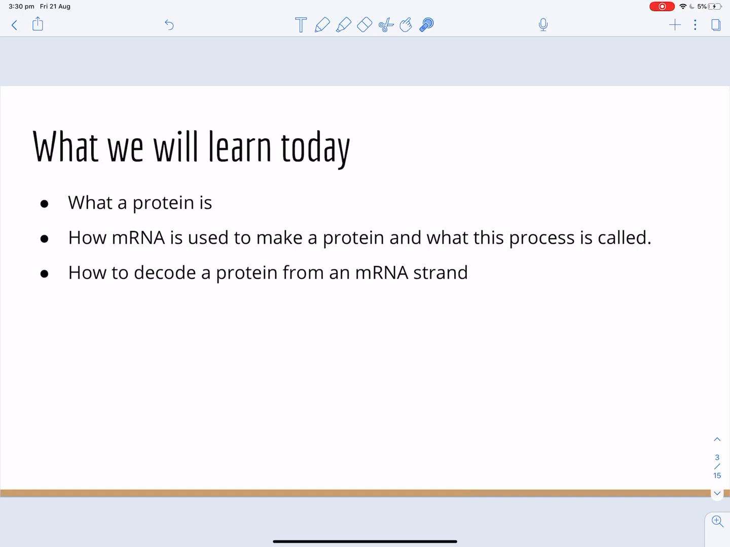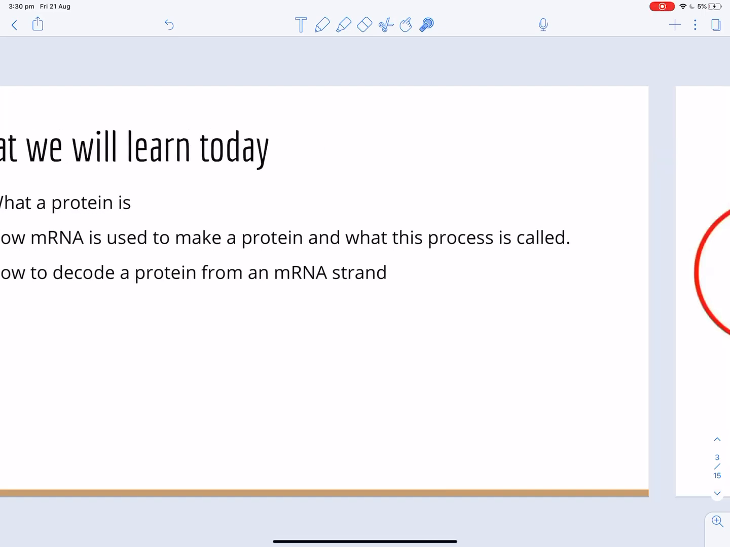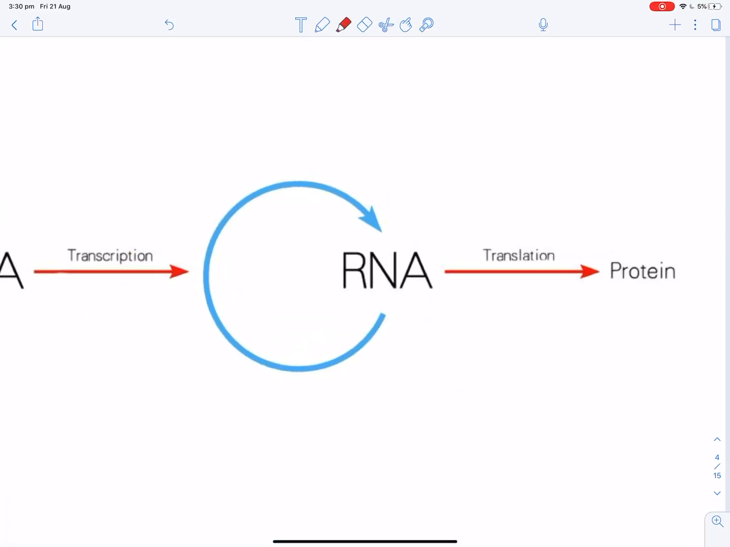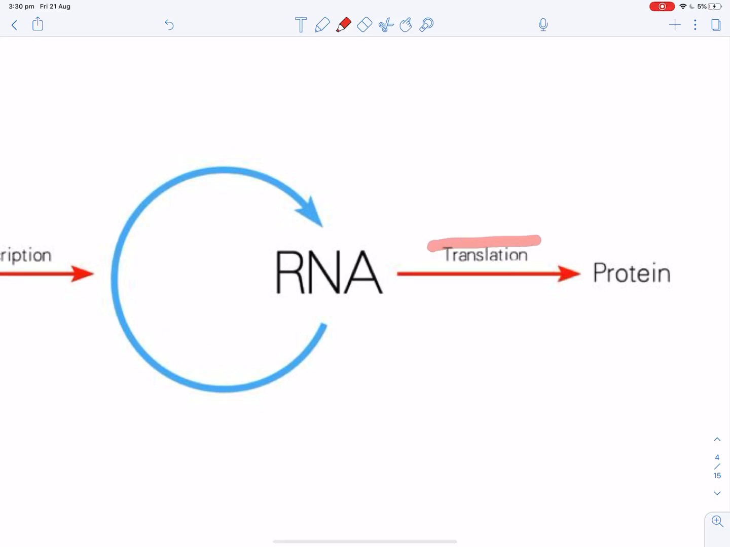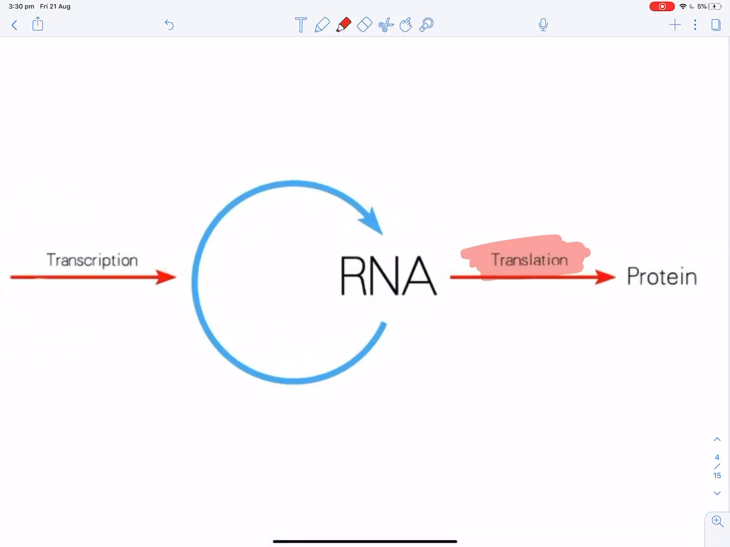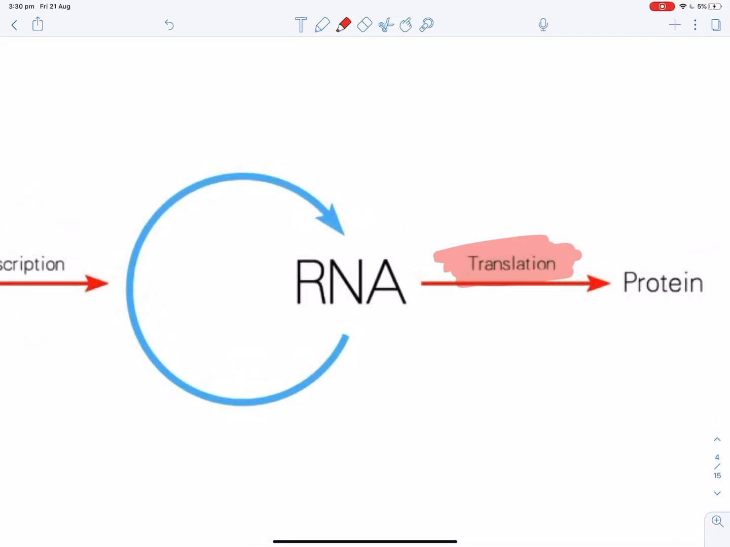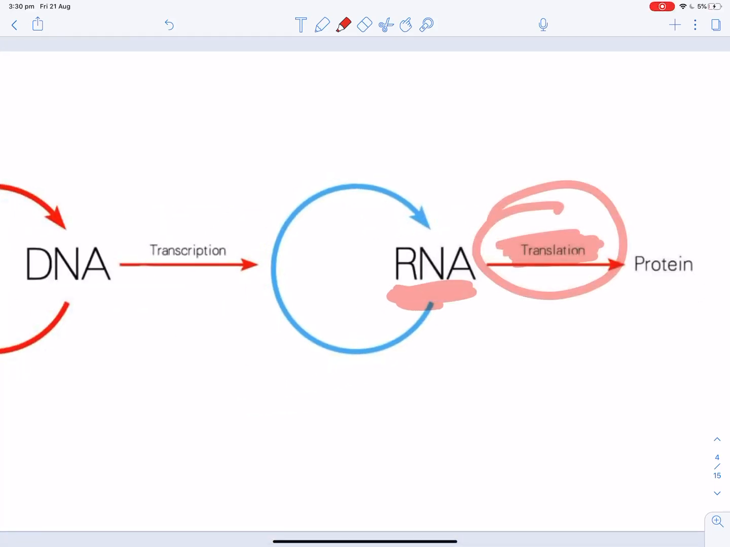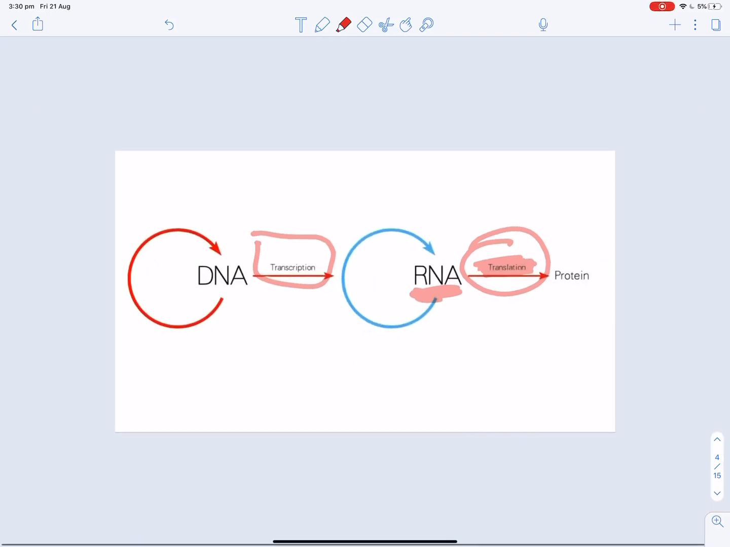So what we'll learn today is what a protein is, how mRNA is used to make a protein, what the process is called, and how to decode a protein from an mRNA strand. So if we go from DNA to RNA, or mRNA in our case, this is called transcription. Now the new thing we're looking at today is RNA to protein, and this is called translation. It's very easy to mix these two up, but the way I try to remember it is that the protein is translated from the RNA code, whereas the RNA is like written, or it's transcribed, from the DNA.